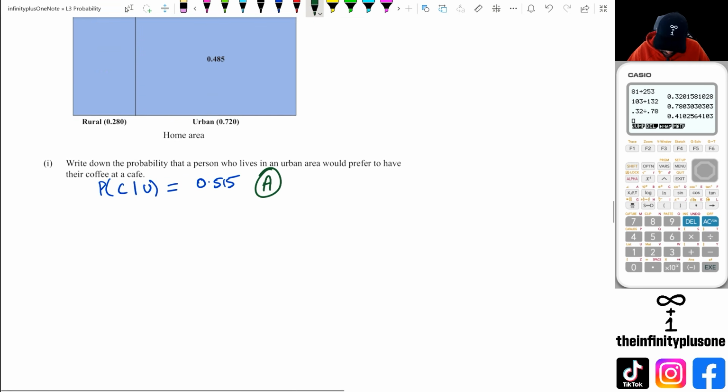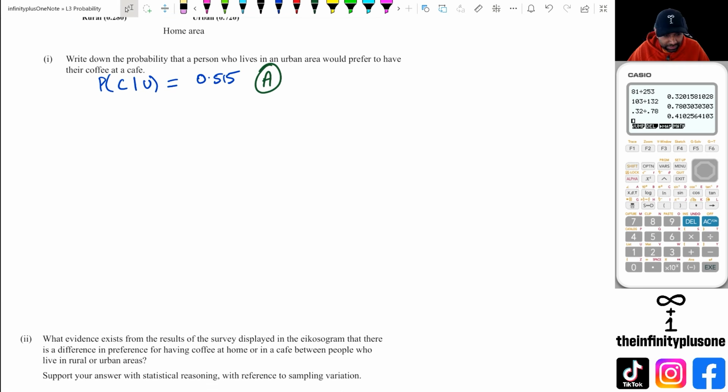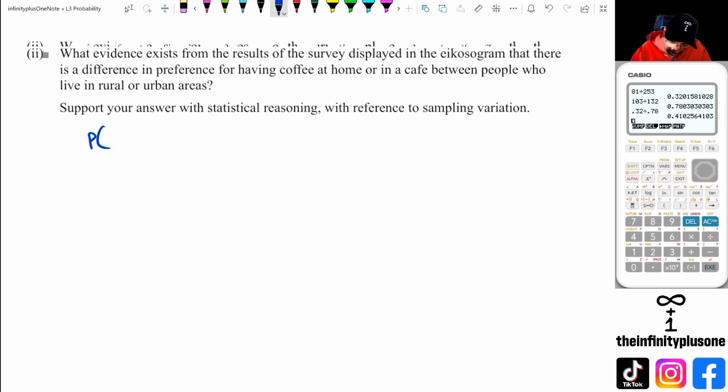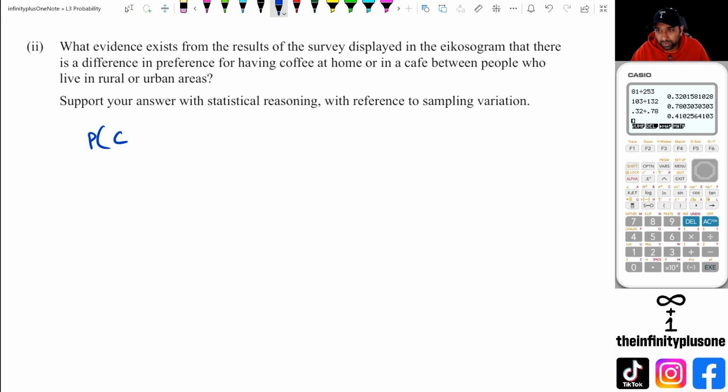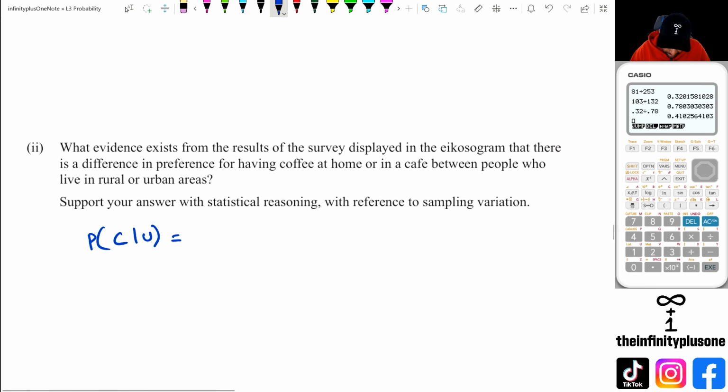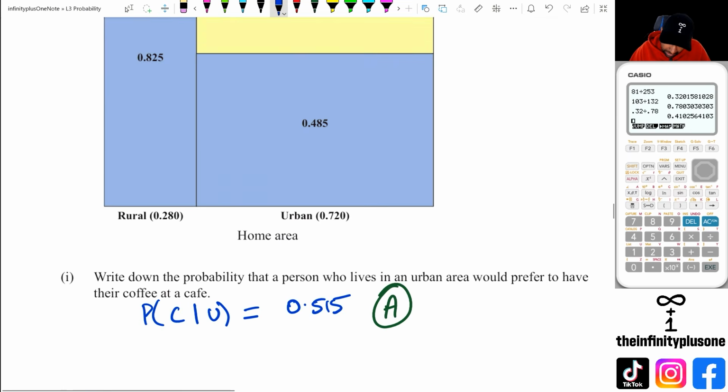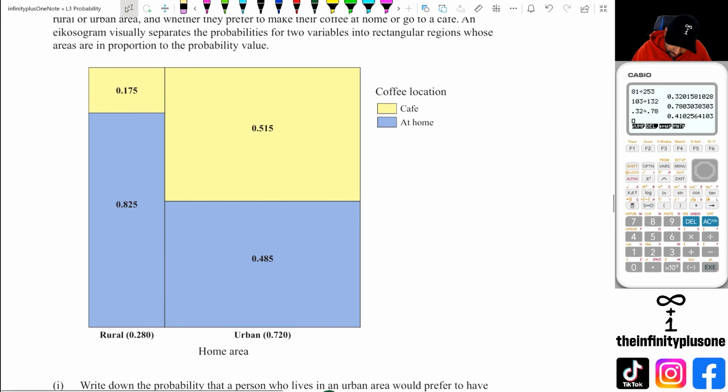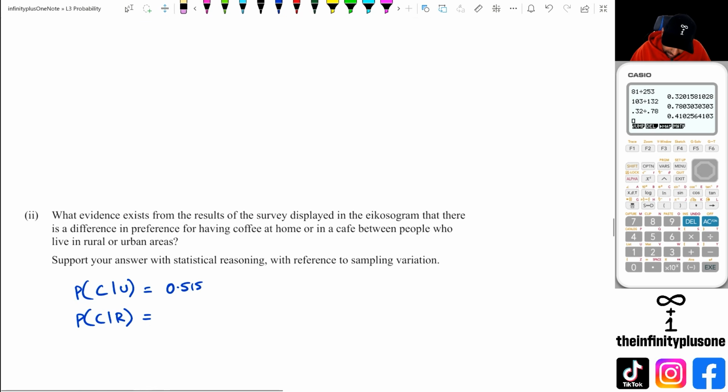Let's have a look at part 2. I don't know why I put so much space for that. With this question, the first thing I'm going to look at is that they prefer coffee. Let's look at one of these things, and then we can compare it. So we're going to go with coffee at the cafe, given that it's urban. We already calculated that: 0.515 from the previous section. And then we can look at coffee given that they're in rural. If we go back to that, cafe, that's going to be 0.175. I should have actually put cafe.